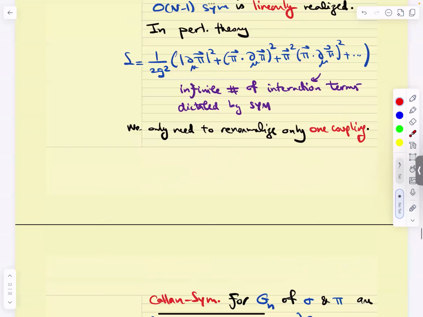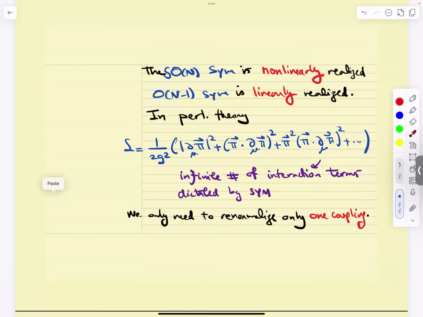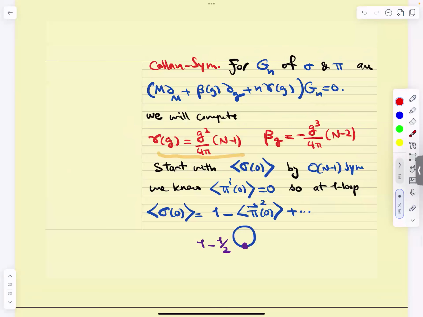All right. So now this is our action. What we're going to do is write down Callan-Symanzik for correlators of pi and phi and sigma. Right? We'll compute them. Compute beta of G. There's only one coupling again. Remember, there's only one coupling. We're going to find it to be minus G cubed over 4 pi and minus 2, which is good. Why? Because for n larger than 2, it's negative. So this naive dimension counting marginal coupling is actually relevant.